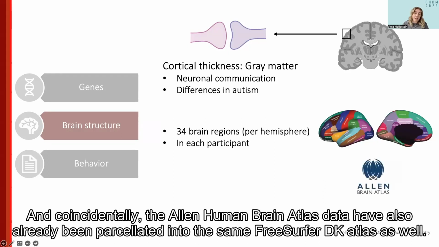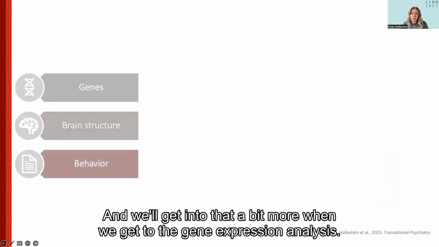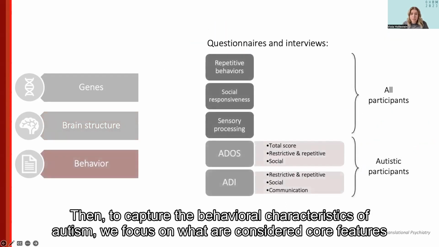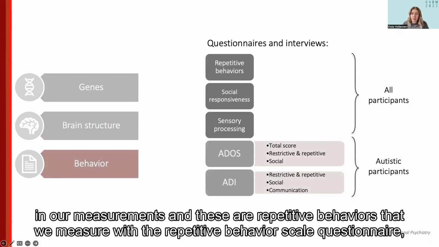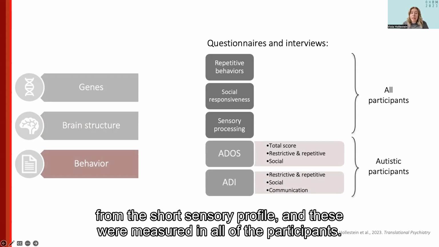And coincidentally, the Allen Human Brain Atlas data have also already been parcellated into the same FreeSurfer DK atlas as well. And I'll get into that a bit more when we get to the gene expression analysis. Then, to capture the behavioral characteristics of autism, we focused on what are considered core features in our measurements, and these are repetitive behaviors that we measured with the Repetitive Behavior Scale questionnaire, social behaviors from the Social Responsiveness Scale, and sensory processing from the Short Sensory Profile. And these were measured in all of the participants.